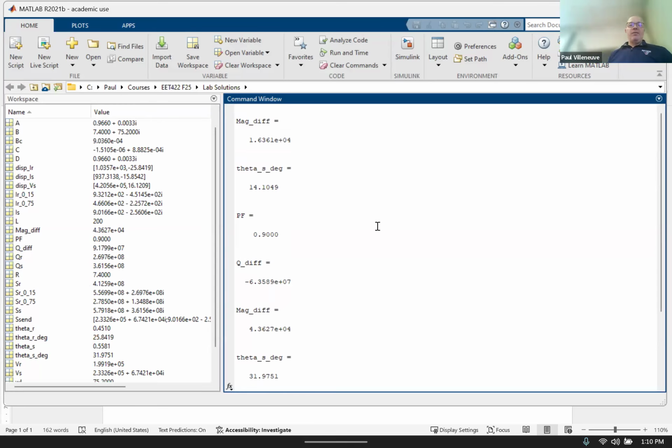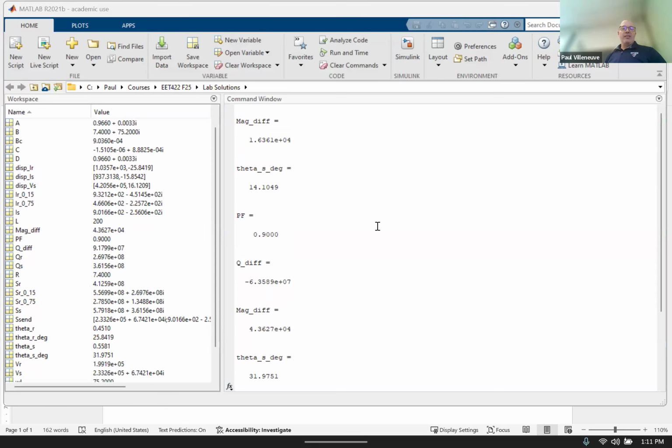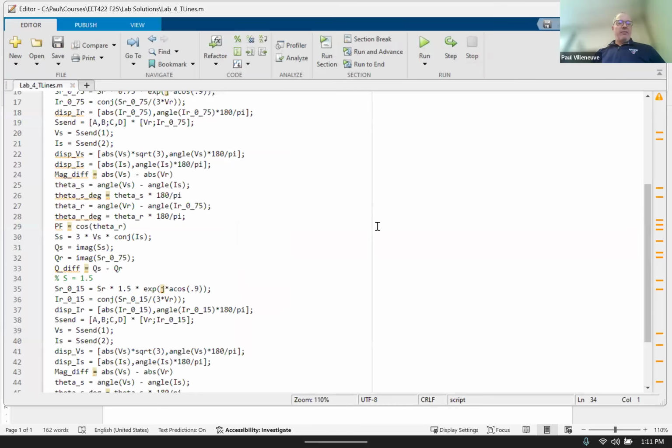Okay, so I've got magnitude difference. I've got a theta S difference, or theta S in degrees. So what do these parameters represent? Well, you can see that the magnitude difference is VS greater than or less than VR. All that tells me is I've got reactive power flow from the sending end to the receiving end, which is okay, right? That doesn't mean that I'm not getting any power from there. That just means that the line is actually supplying some vars, meaning I don't have to provide as much.